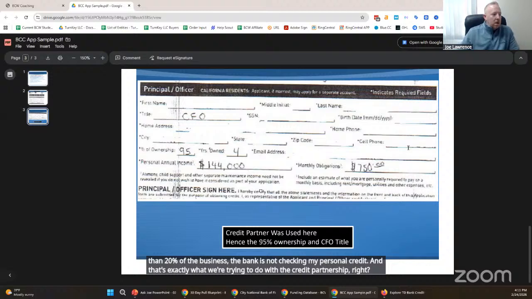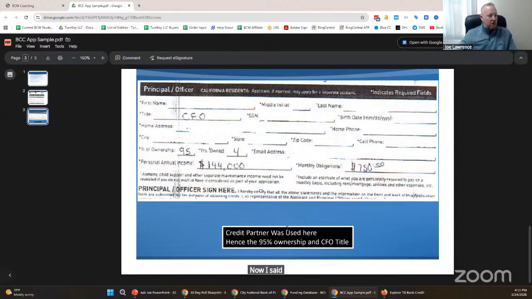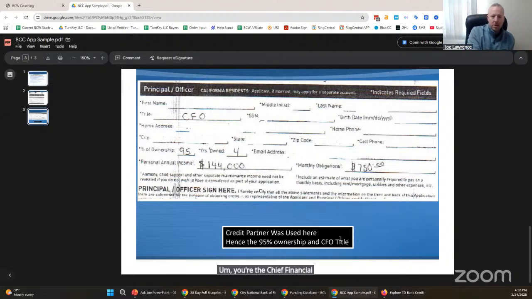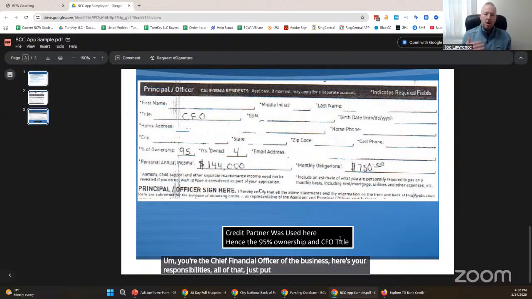Now, I said here, the credit partner was used, hence 95% ownership and CFO title. Make sure you have all your docs lined up. It doesn't matter if it's a family member, have a letter of understanding and agreement. Make sure everyone knows what's going on. Here's our plan if it goes well. Here's our plan if it goes bad. You're the chief financial officer of the business. Here's your responsibilities, all of that. Just put it out in writing, put it in an operating agreement as well, and just have a clean folder.